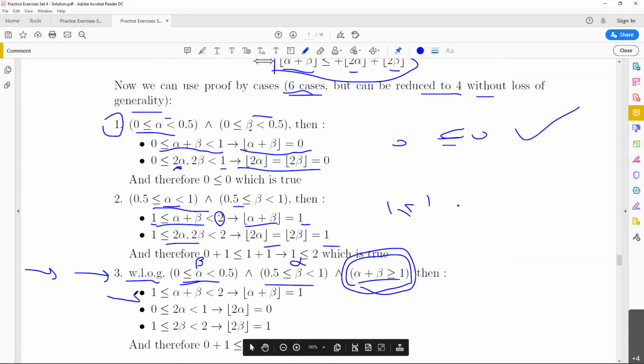Okay. Well, alpha plus beta is going to be between 1 and 2. Why? Because that's just the given. Here we're assuming alpha and beta are less than 1, so they're still going to be less than 2. Floor is 1. 2 alpha is going to be 0 because it's less than half. 2 beta is going to be 1 because it's bigger than a half. 1 is less than or equal to 1.